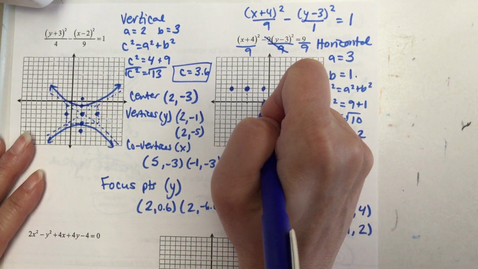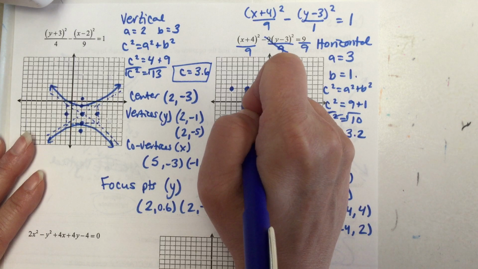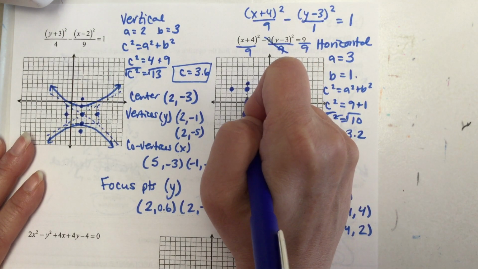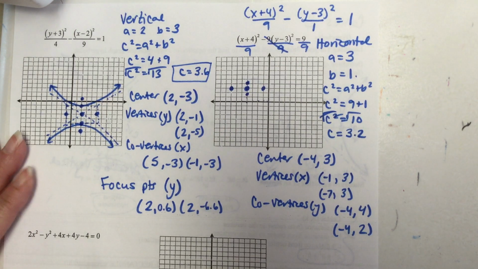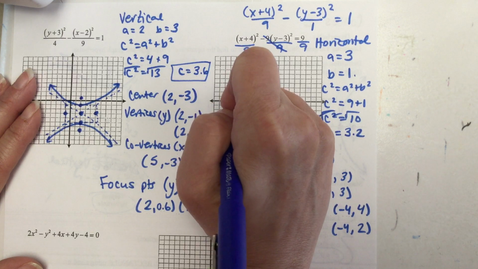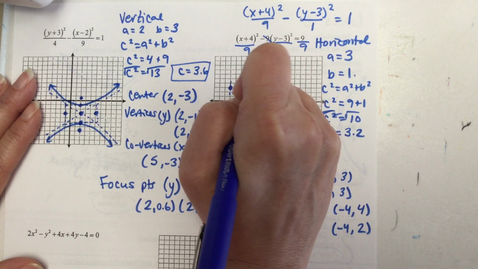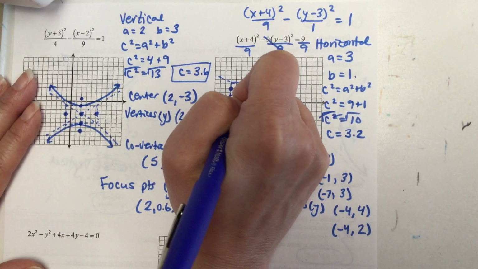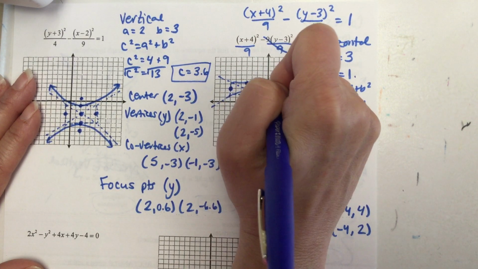So I go to the left, 1, 2, 3, 4, up, 1, 2, 3, 4. Oh, this is gonna be a small rectangle, guys. Go to the left, 1, 2, 3, 4, up, 1, 2. Once you have your vertices, your co-vertices, and your center graphed like we do, make your fundamental rectangle. That helps you to form the asymptotes. Have fun with this. It's like a little art project during pre-calc time.